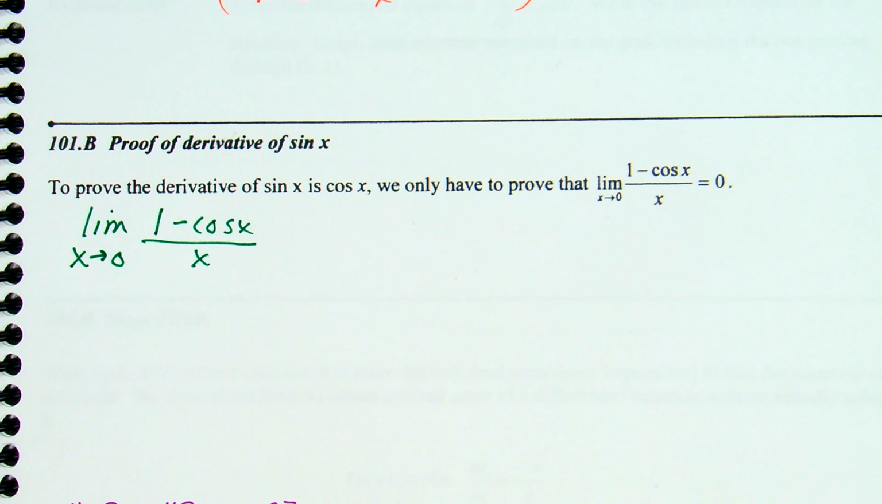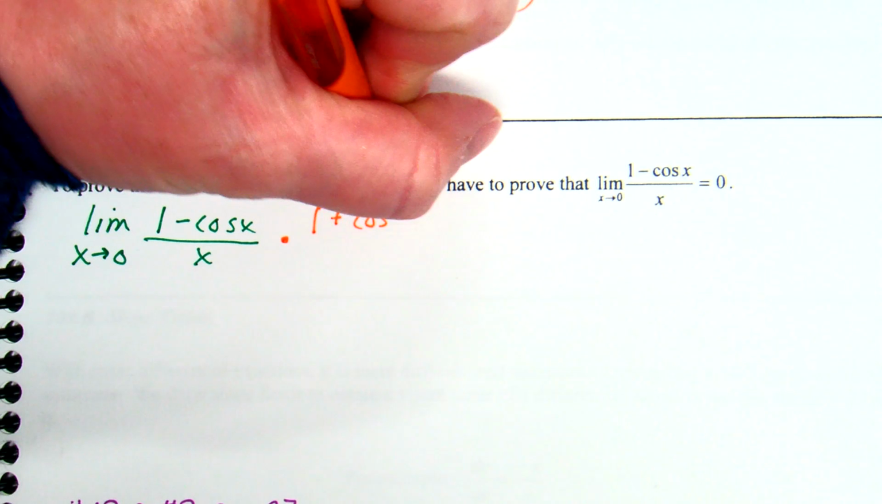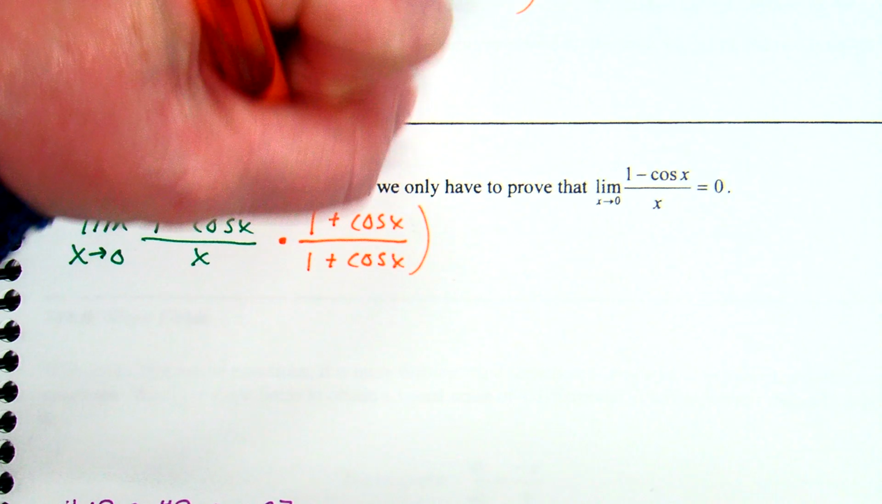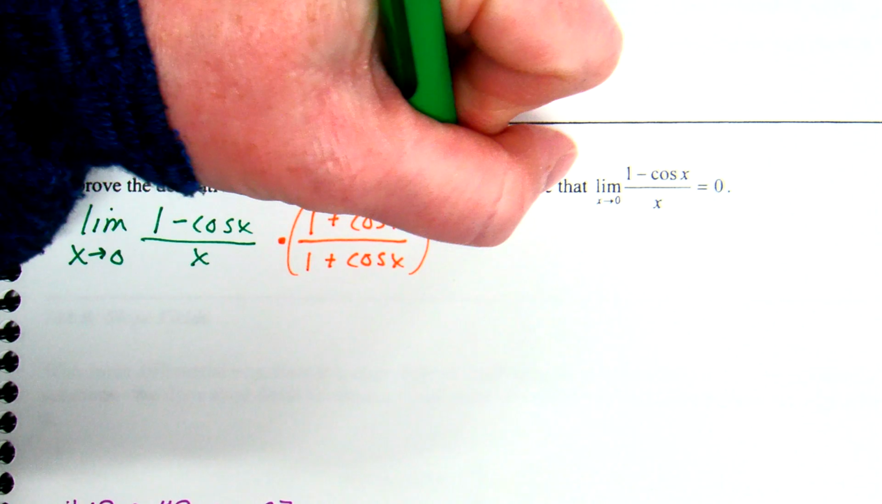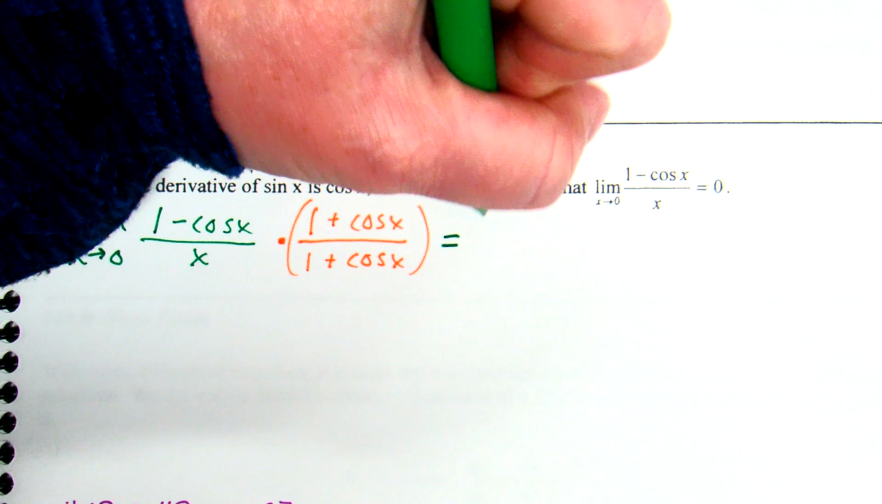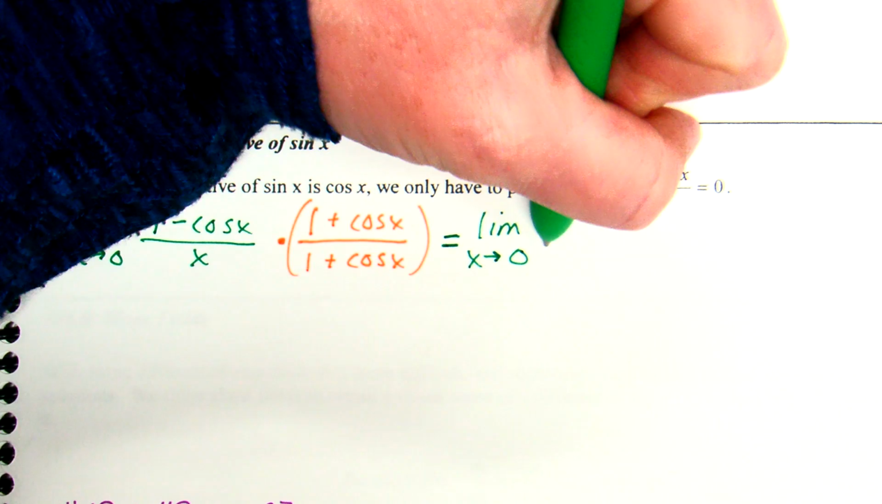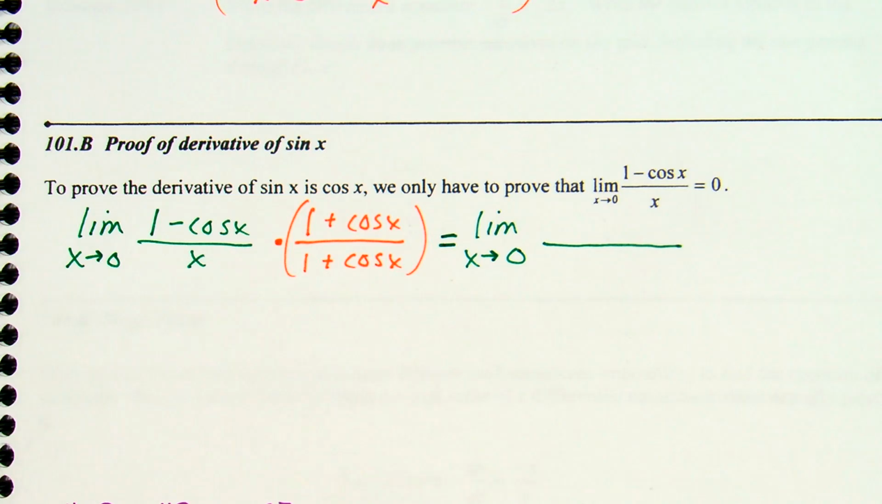Whatever we do to the numerator, we're going to do to the denominator. So we're going to multiply numerator and denominator of this fraction by 1 plus cosine x over 1 plus cosine x. So when we multiply, it's still the limit as x approaches 0. What do we get when we multiply on top? When we FOIL these, it would be 1 minus cosine squared x. What about your denominator?